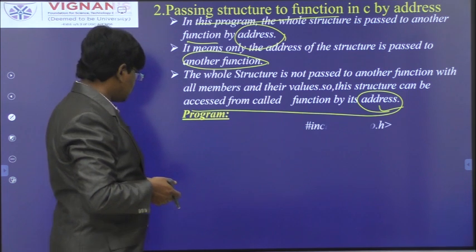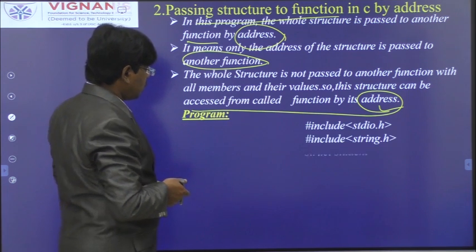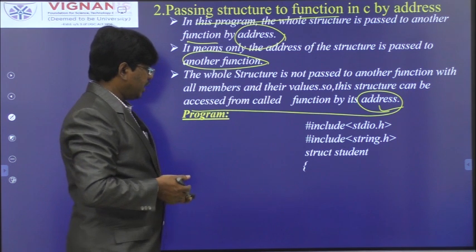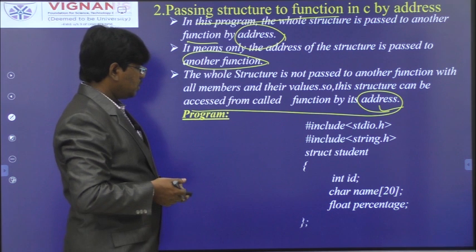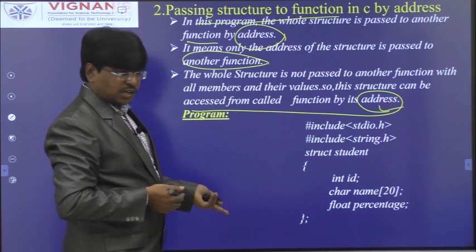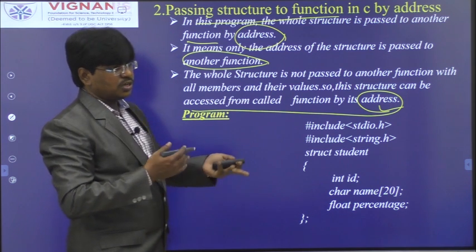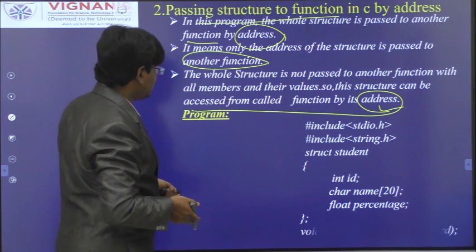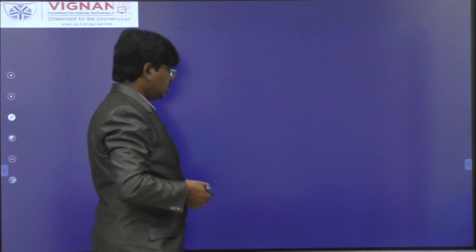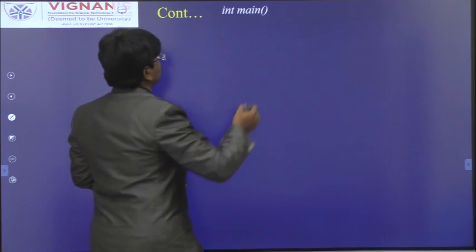So you can see the example program here. I am taking the same header file and the same structure: ID, roll number, percentage and name. I have written the same program, but here, instead of passing the value, we are passing the address. We have to use the ampersand, which we can see whenever the function call is made. So this is the main function.